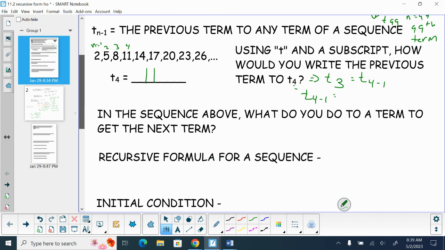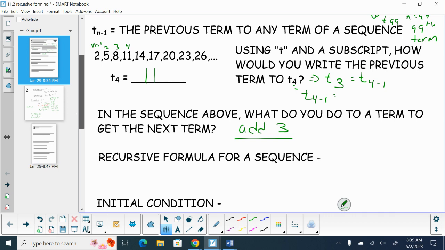In the previous term, what do you have to do to a term to get to the next term? Paige, what do you have to do to a term to get to the next term here? By the difference, like the different number. Yeah, what do you have to do to get from 2 to 5, 5 to 8, 8 to 11? What do we have to do here? Add 3. We have to add 3.